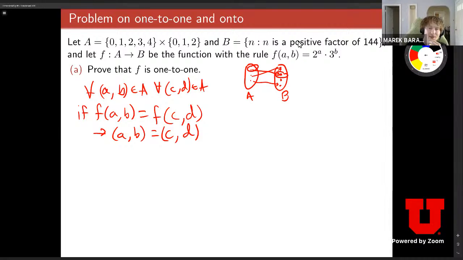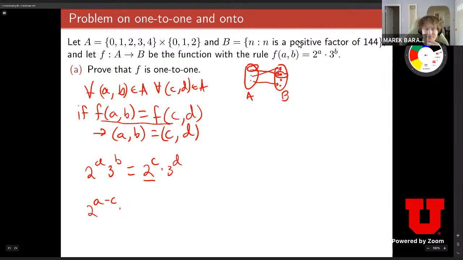So we'll apply the definition to this right here. So we say 2 to the a times 3 to the b is equal to 2 to the c times 3 to the d. And then we can do some manipulations here. So we can divide both sides by 2 to the c, and we get 2 to the a minus c.